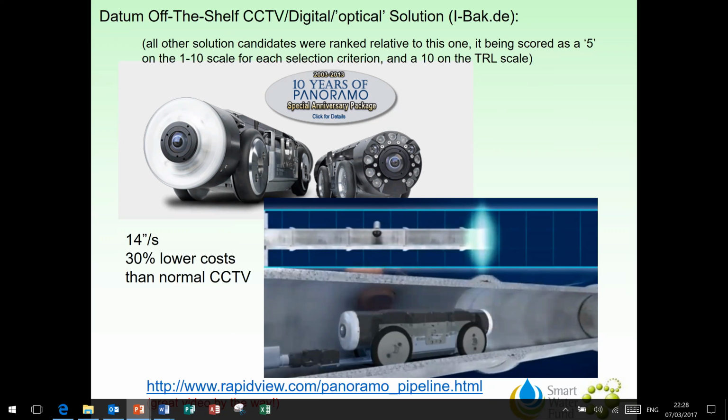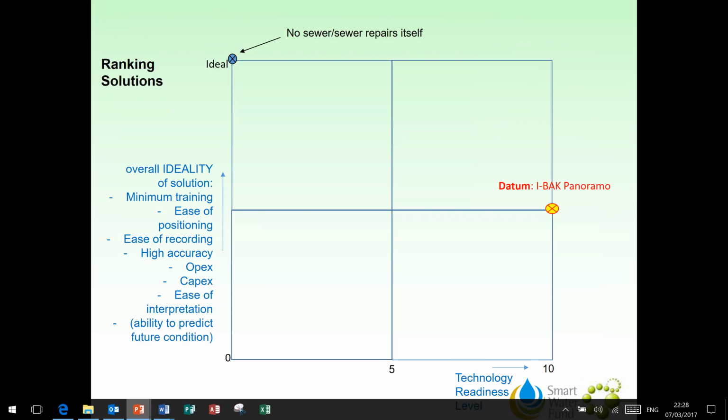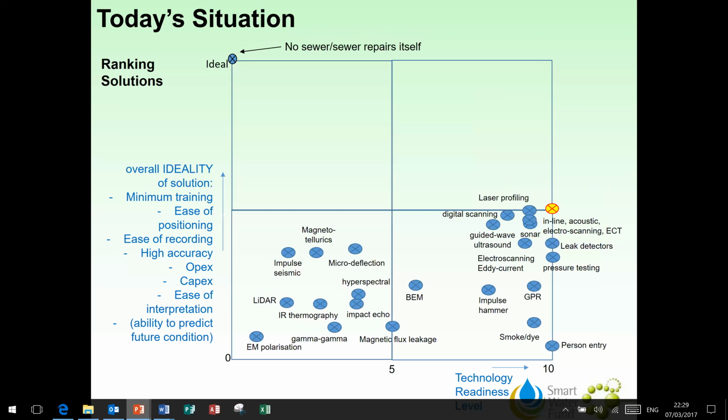So the benchmark, as far as this 2x2 that we configured was concerned, said, well, it's off the shelf, so it's right on the right-hand side. And in terms of ideality, the vertical axis, let's put it halfway up. What that basically meant is that every solution that we found in the EPA report, or that went beyond the EPA report, or would come after it, was ranked relative to that Panorama solution. So what we ended up with was basically this picture here.